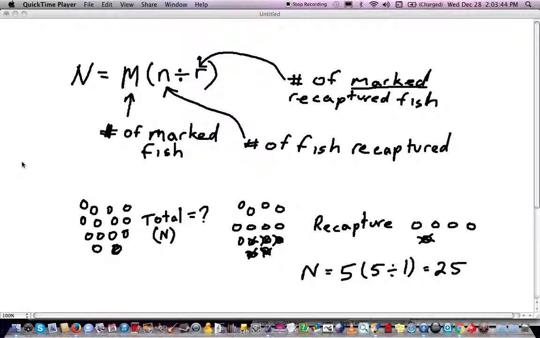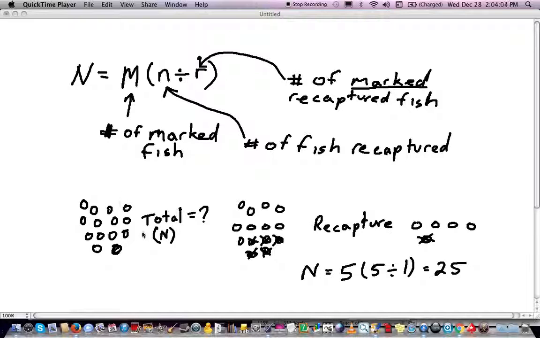The purpose of this video is to give you an idea of how to use the equation that's given to you in the Ecology Lab. This equation allows you to determine a total estimate of your fish population in a lake. So I just want to give you an idea of how to understand what this formula is giving you.